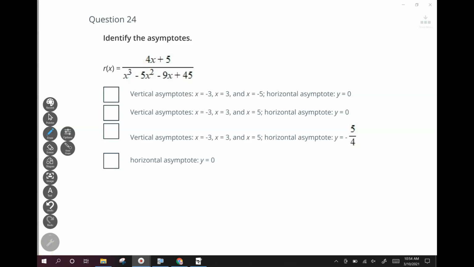I'll let you do this one on your own. You're getting your asymptotes. To get your vertical asymptotes, remember you're going to need to factor the denominator and set those factors equal to 0.